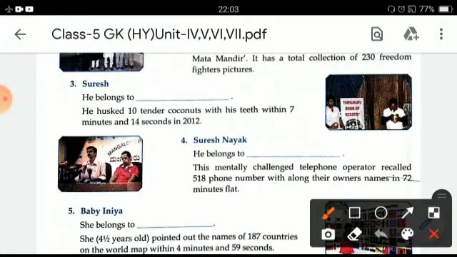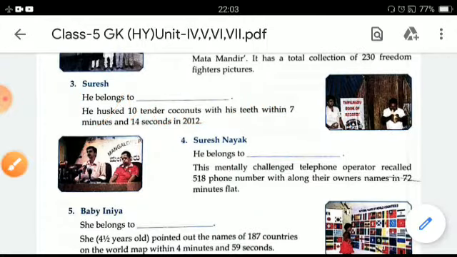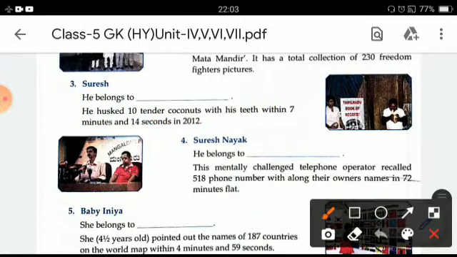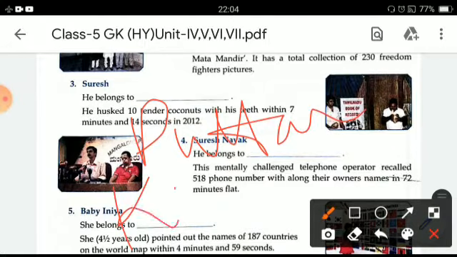Third one is Suresh. He husked 10 tender coconuts with his teeth within 7 minutes and 14 seconds in 2012. He belongs to Chennai. Then Suresh Nayak, this mentally challenged telephone operator, recalled 580 phone numbers along with their owner names in 72 minutes flat. He is from Puttur, which is in Karnataka state.